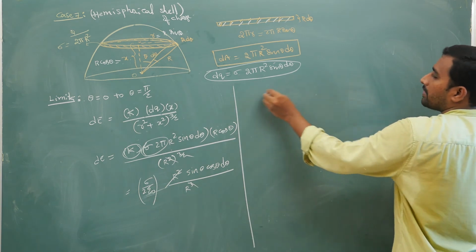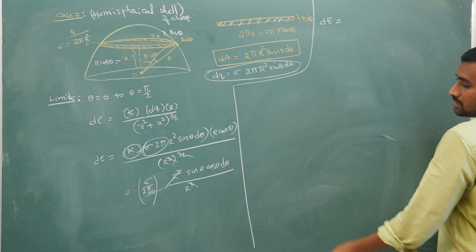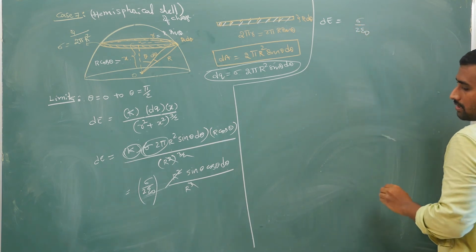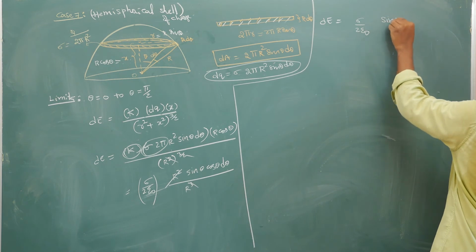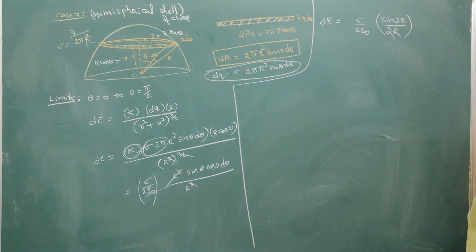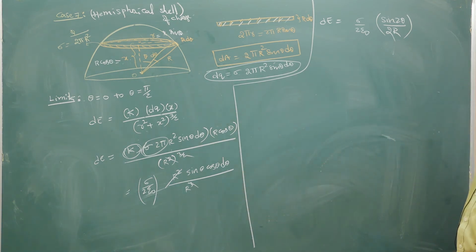So you are going to get your small electric field dE equal to sigma by 2 epsilon naught times sin 2 theta by 2r, because sin theta cos theta can be written as sin 2 theta by 2, right? Because sin 2 theta is 2 sin theta cos theta.